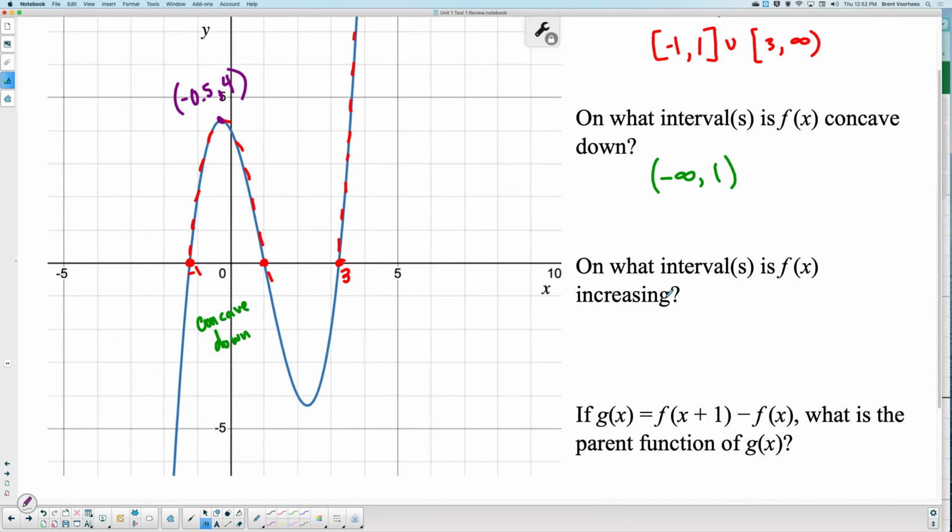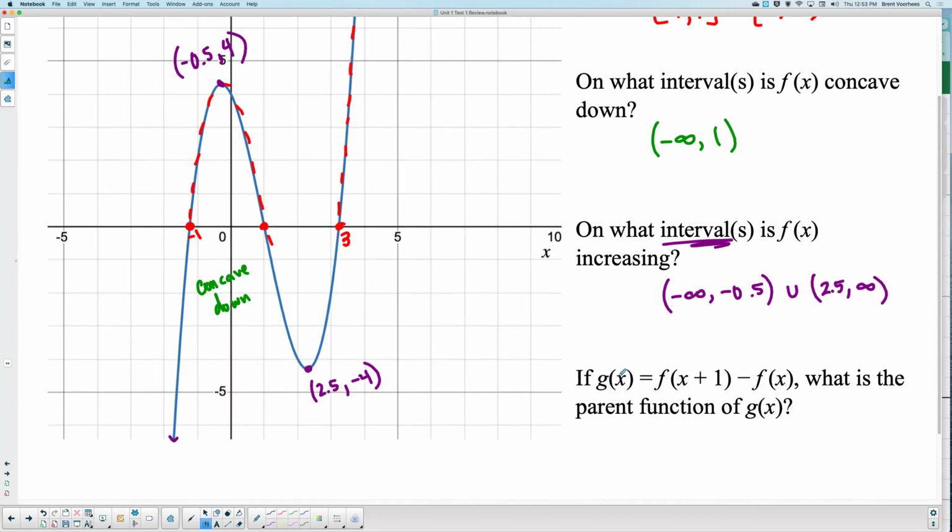On what intervals is it increasing? What does intervals mean again? X value. You only list x values. From where to where? Negative infinity to negative 0.5. Does it increase anywhere else? All right, from this point on, let's call this one 2.5. And I'll call it -4. From 2.5 on, it increases. So we'll say union from 2.5 until infinity.